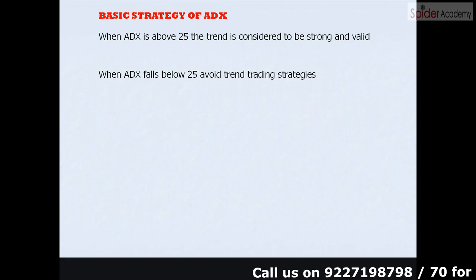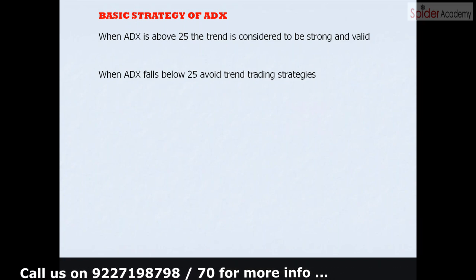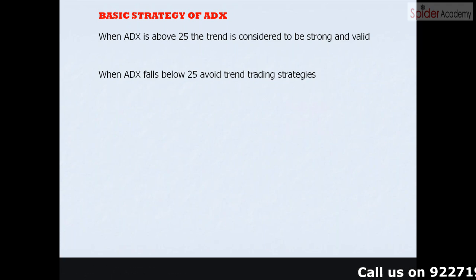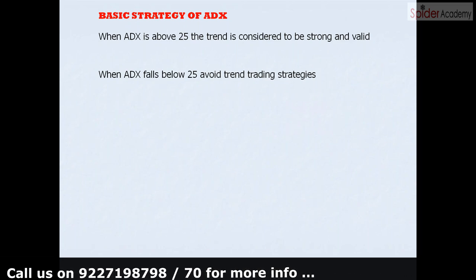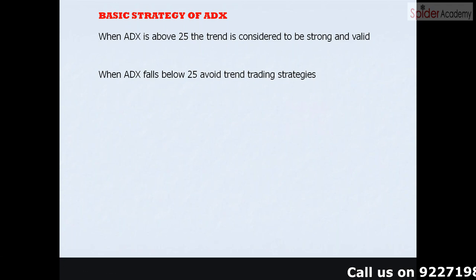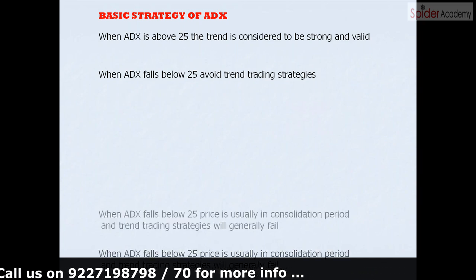When ADX is above 25, the trend is considered to be strong and valid. When ADX falls below 25, avoid trend trading strategies. जो लोग काफी टाइम से ट्रेड कर रहे हैं उनको पता होगा कि there are two types of trading strategies. One is for trending markets and one is for sideways markets. Trending market strategies are directional, one side buy किया, stop loss के साथ खड़े रहिए. और sideways strategies are usually in options, hedge strategies, cover strategies. So when ADX is below 25, use the cover strategies.